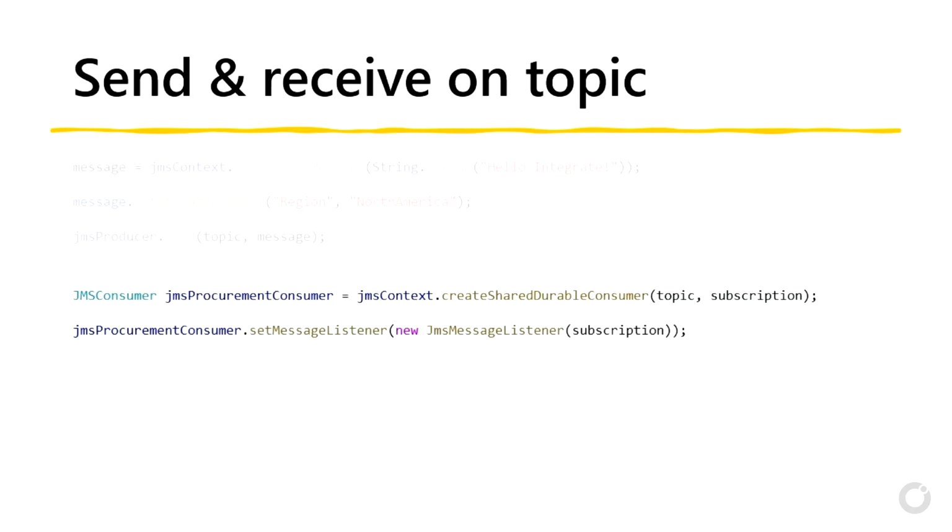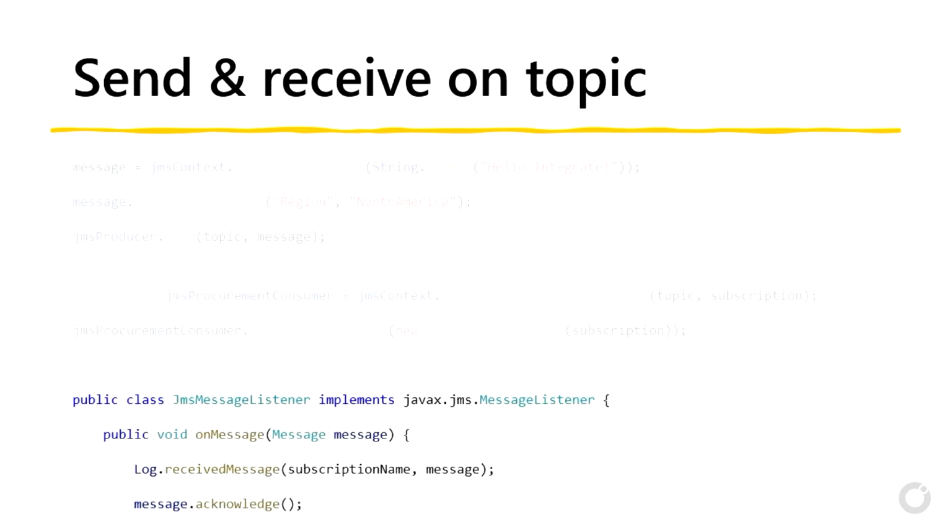On the receiver side, we have our consumer. So we create a consumer on here. We say which topic, which subscription, and we set the message listener. The message listener will be notified whenever a message comes, and it will trigger this. What we do there, we just receive our message. In this case, we just log it. Probably in real life, you would want to do something more with this message, hopefully. And then you can complete the message. In this case, we use acknowledge because it's JMS.